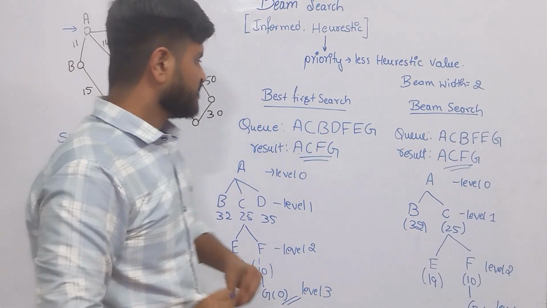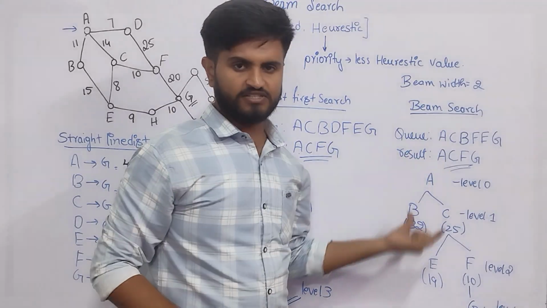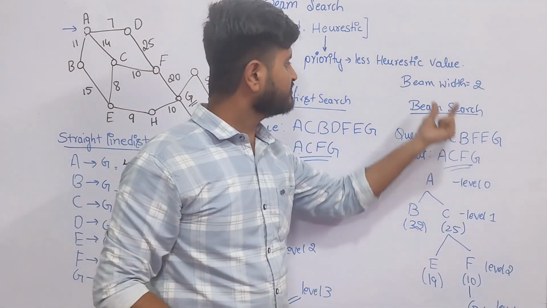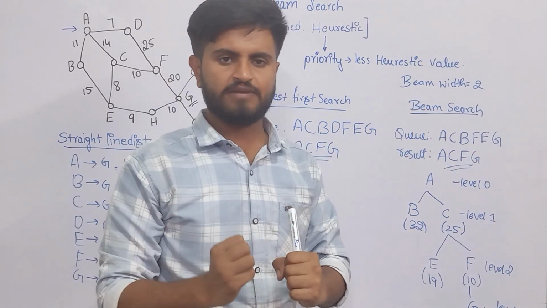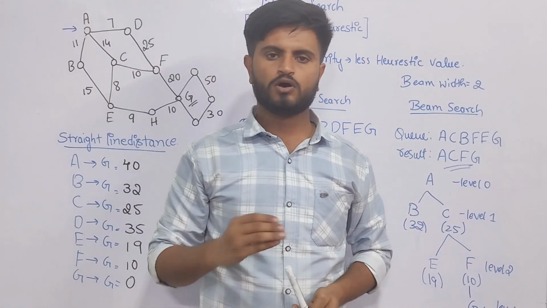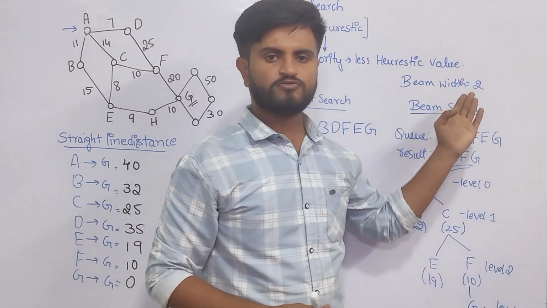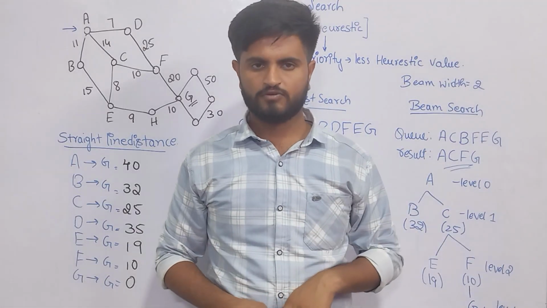If you see here, the result is the same in both the best first search and beam search, but the queue size is less in the beam search algorithm. That is, it optimizes the time complexity and the time to solve a problem. So hope you understood how to solve the beam search algorithm problem. There will be a certain beam width which will be given, or you can set it, and according to that only you will be solving the problem.